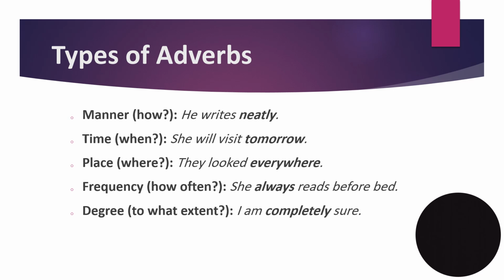Types of adverbs. We have adverbs of manner that tell how. For example, he writes neatly. How does he write? He writes neatly. Time, when: she will visit tomorrow. Place, or where: they looked everywhere. Where did they look? Everywhere.